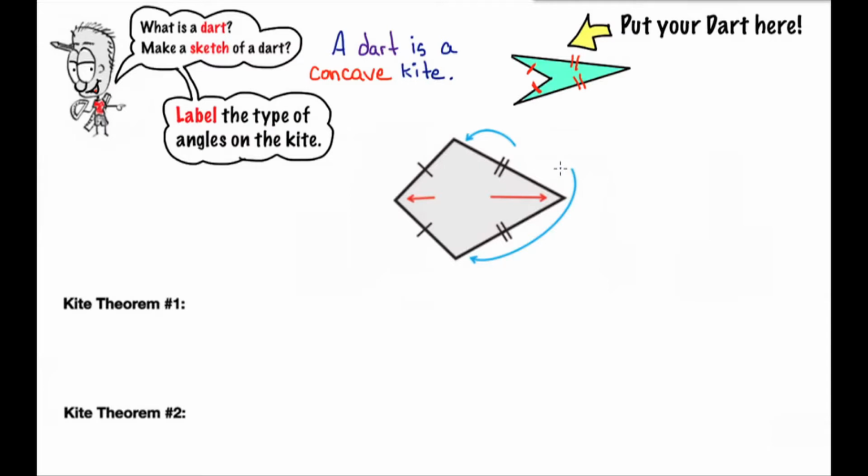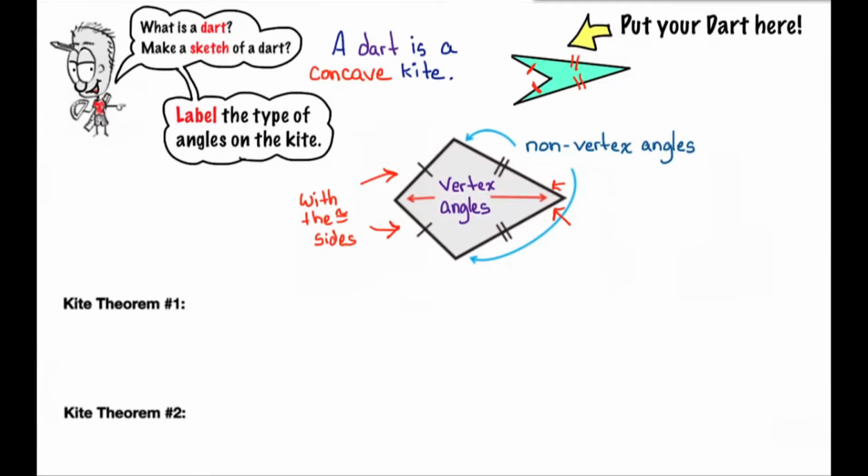So here are the parts of a kite. We have two vertex angles and two non-vertex angles. The non-vertex angles are congruent, and the vertex angles share the congruent adjacent sides.